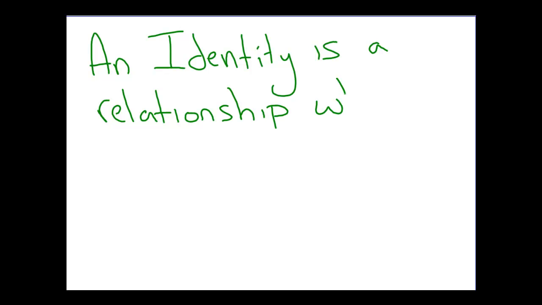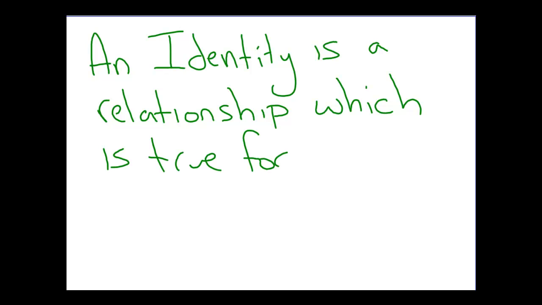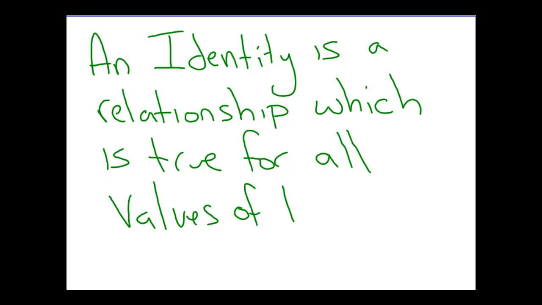So first of all, let's figure out what an identity is, or let's describe what an identity is. An identity is simply a relationship that is true for every value of the variables. So this is the what of what identities are. They're simply relationships or simply equations which are always true.